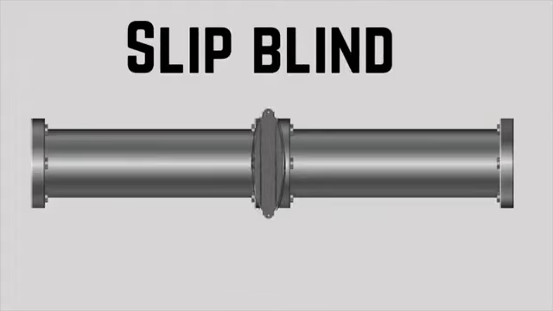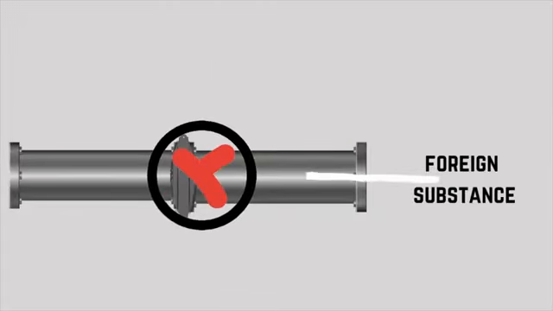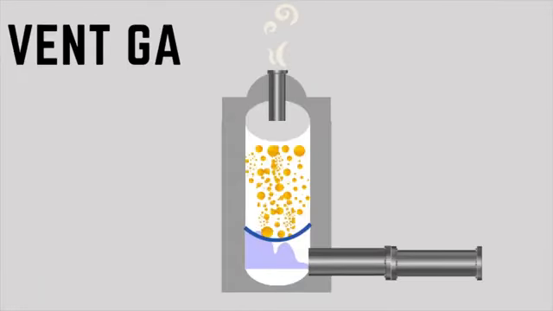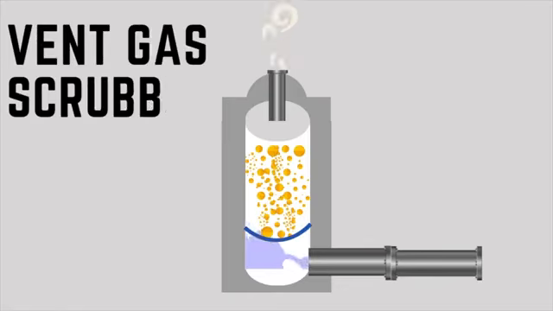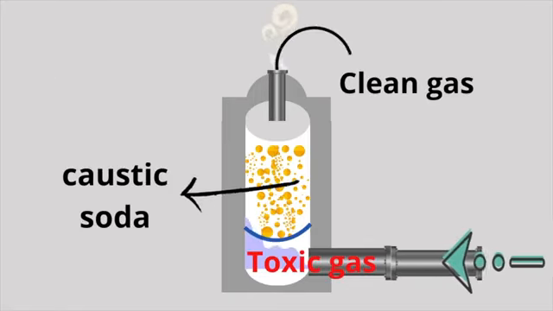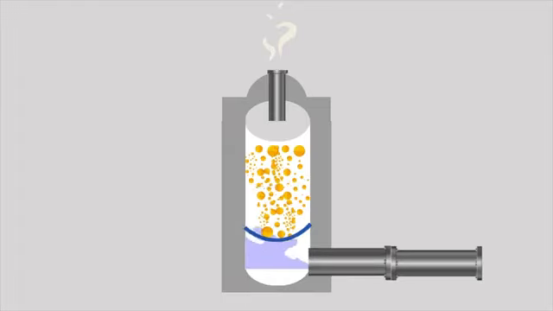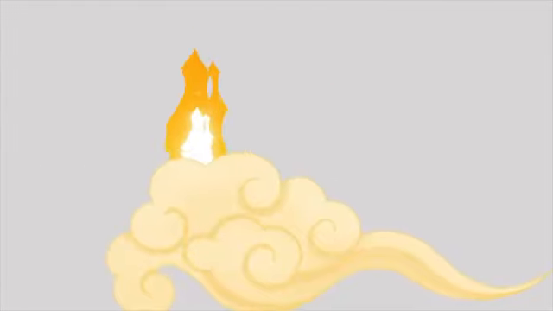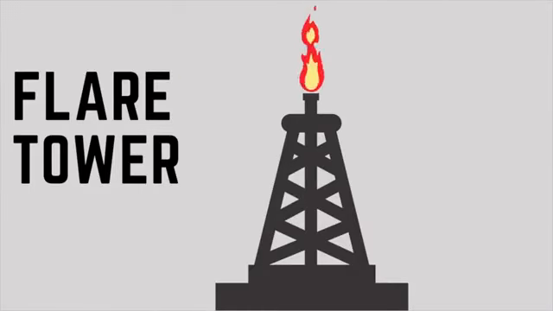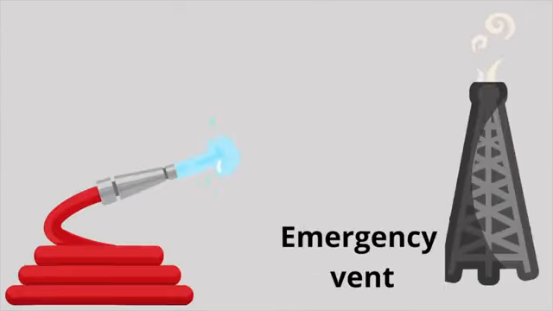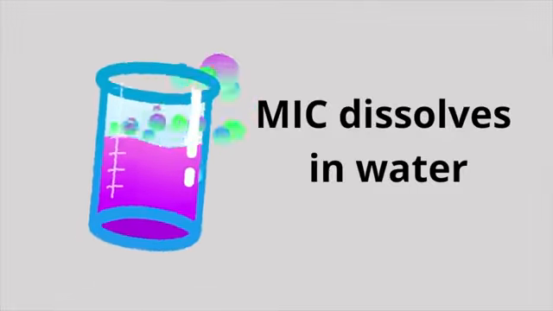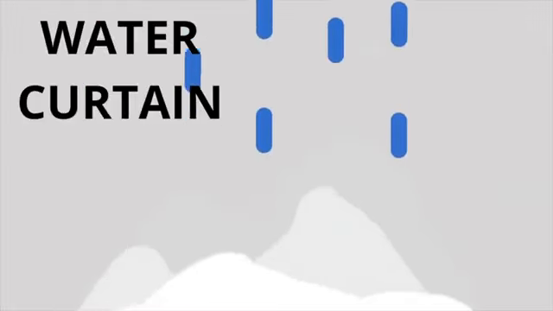A slip blind, which acts as a watertight seal within a pipe, preventing the entry of any foreign substance into the tank through the pipe. A vent gas scrubber, which is a large tank to collect any accidental gas leak. It then converts the toxic gas into an inert one by forcing it through columns of caustic soda. A flare tower, which can burn any accidentally leaked MIC, thereby preventing it from escaping into the air. Numerous water hoses were placed around the emergency vent, so that workers could spray water on any escaping gas. MIC dissolves in water, and by creating a water curtain, the workers could control any leak.